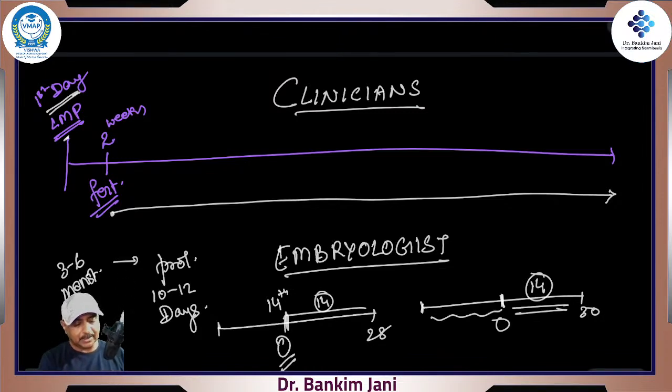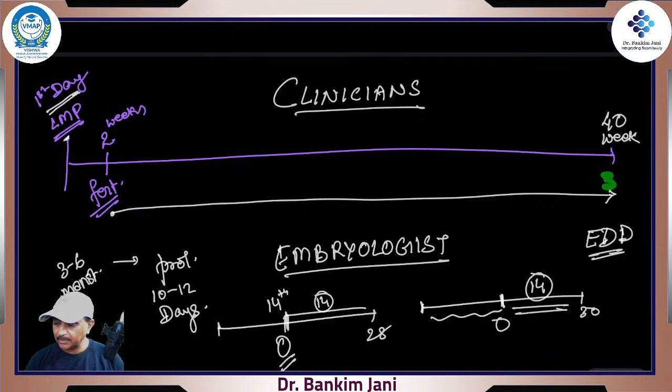So they will start counting over here, and from that point onwards, that is the 40th week. This is for EDD, expected date of delivery, right? But from the embryology perspective, the embryologist would say 38. 38 weeks are needed. So that's why clinicians will always be moving two weeks ahead as compared to the embryologist, right?